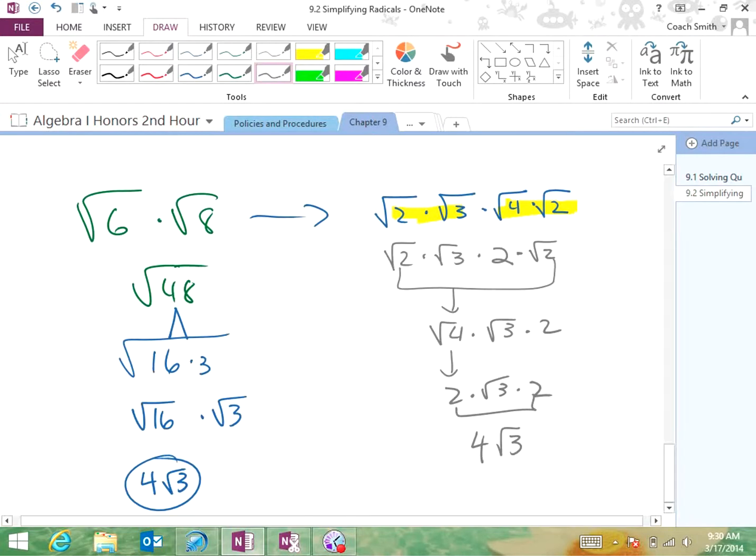Okay, now, remember, if it's on the outside of the radical sign, you cannot multiply it. In other words, I can't take 2 times the square root of 3 and say it's the square root of 6. Can't do that. Inside of the radical sign, you can multiply things together. Outside, you can't. That moves us to the next part.